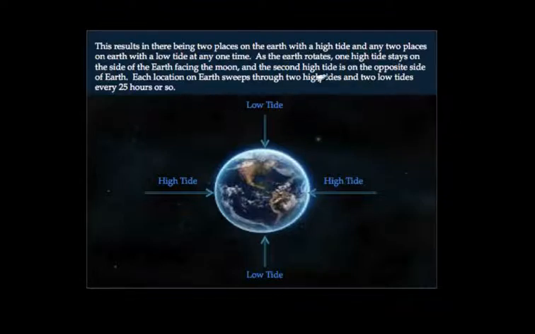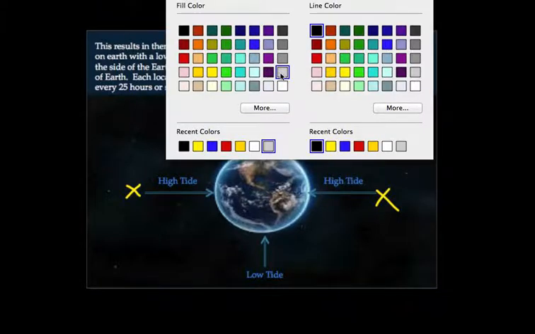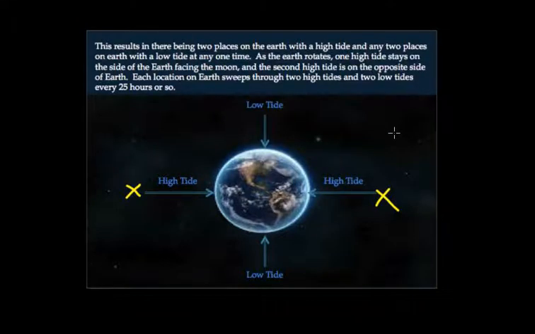So if you notice again, if I look at my two points of high tide here, and my high tide here, let's pretend that the moon is over here. Let's put a moon right here, and this is going to be the moon.